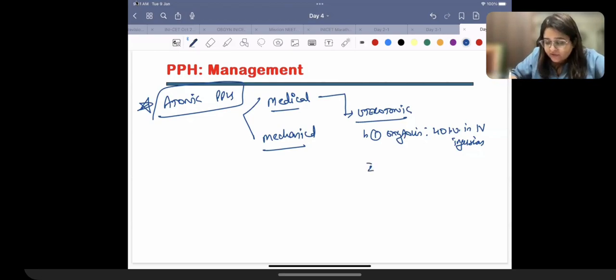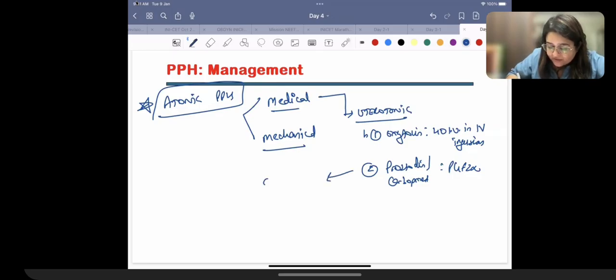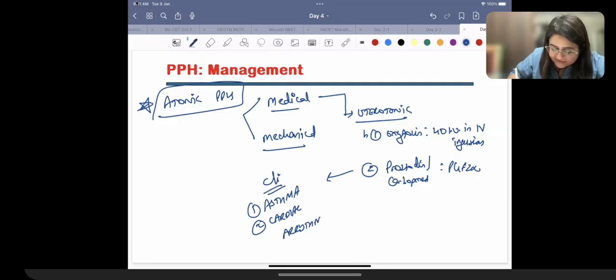Now, what's the other drug you can give? You can give prostodin or carboprost, and this is PGF2 alpha. Now, what you should remember about this drug is the contraindication. Two important contraindications are asthma and cardiac disease, or especially patients with cardiac arrhythmia. This is very commonly asked as a question. Asthmatics, you should not be giving prostodin or carboprost.